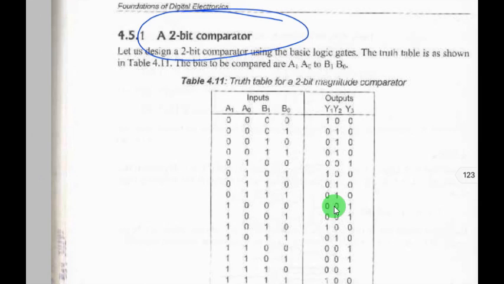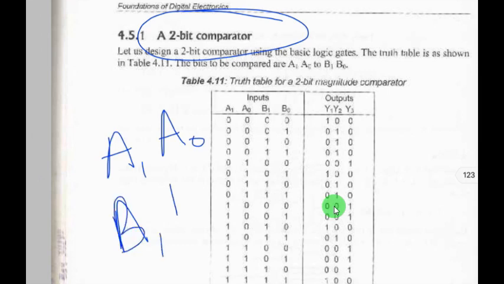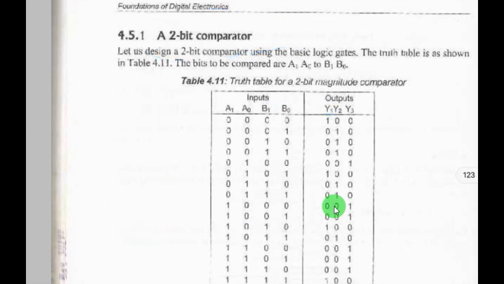We compare 2 bits when we are talking about a 2-bit comparator. If we have A1 and A0 compared with B1 and B0, and we notice that A1 is bigger than B1, then we say that the output Y1 is what? Let us just state it correctly so that we don't have to repeat these things.